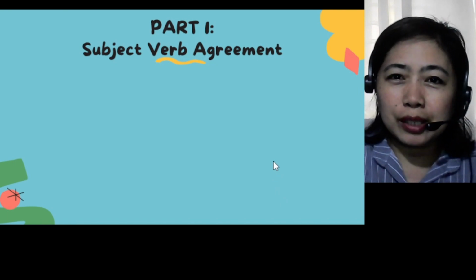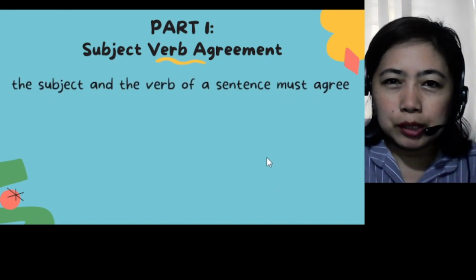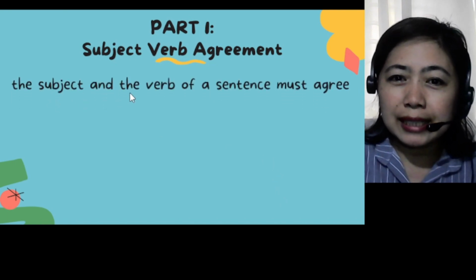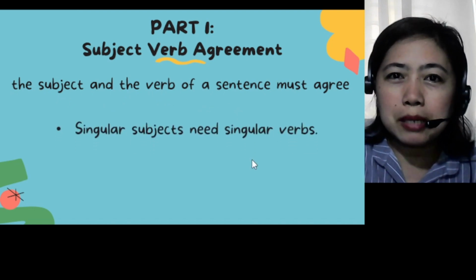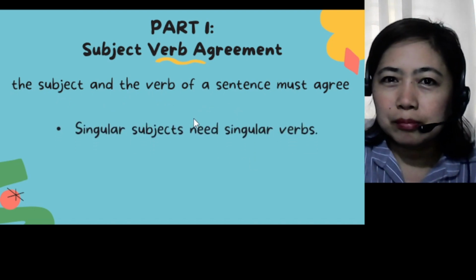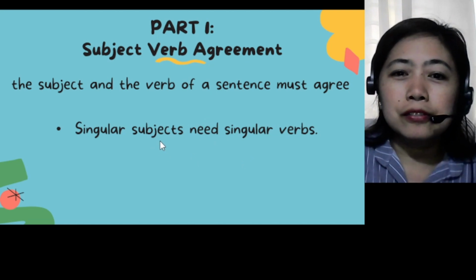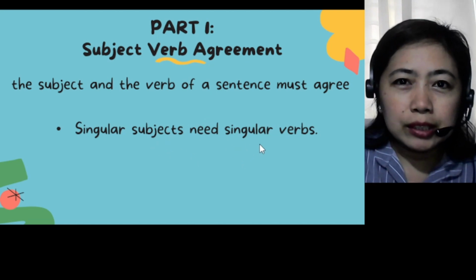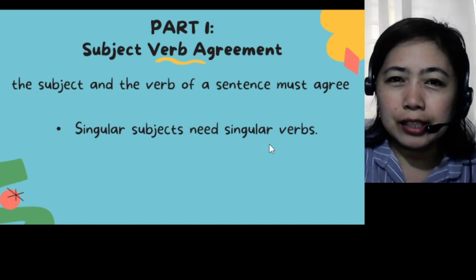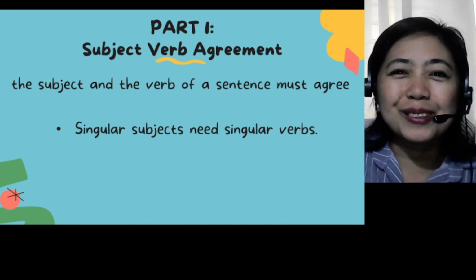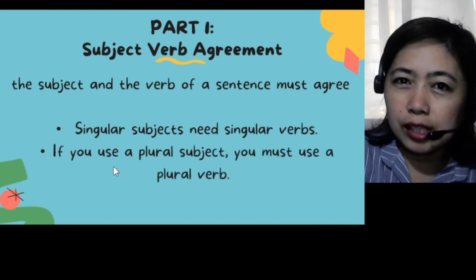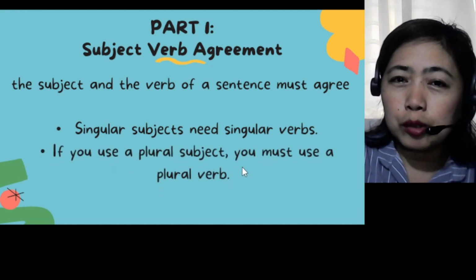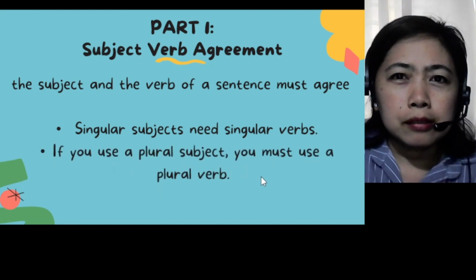So the first one is, for part one of our subject-verb agreement, the subject and the verb of a sentence must agree. Okay, so what do we mean by that? Subject and verb, they must agree. So when we have singular subjects, we also need to have a singular verb. By singular subjects, we mean subjects that are basically only one. It pertains to one only. And when we also have plural subjects, of course, we also need to have plural verbs.